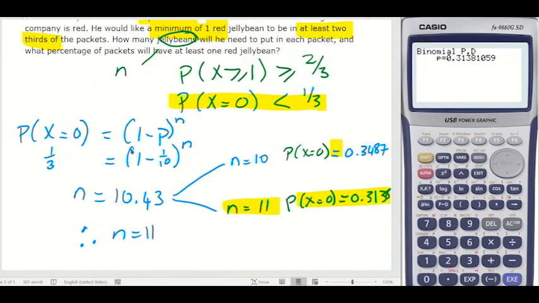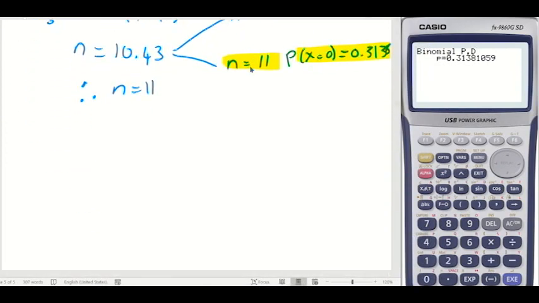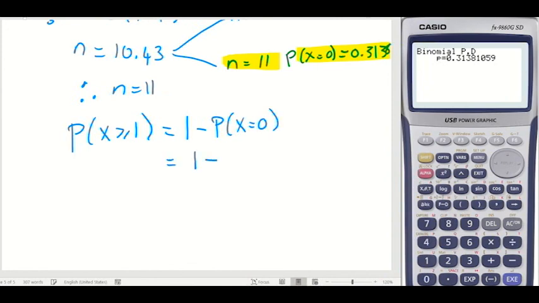So if I now look at that last part of the question, I want to find what percentage of packets will have at least one red jelly bean. So I want the probability of getting at least one red jelly bean, and so that's 1 minus the probability of getting no red jelly beans, which is this, 1 minus 0.3138, which will give me a probability of 0.6862.